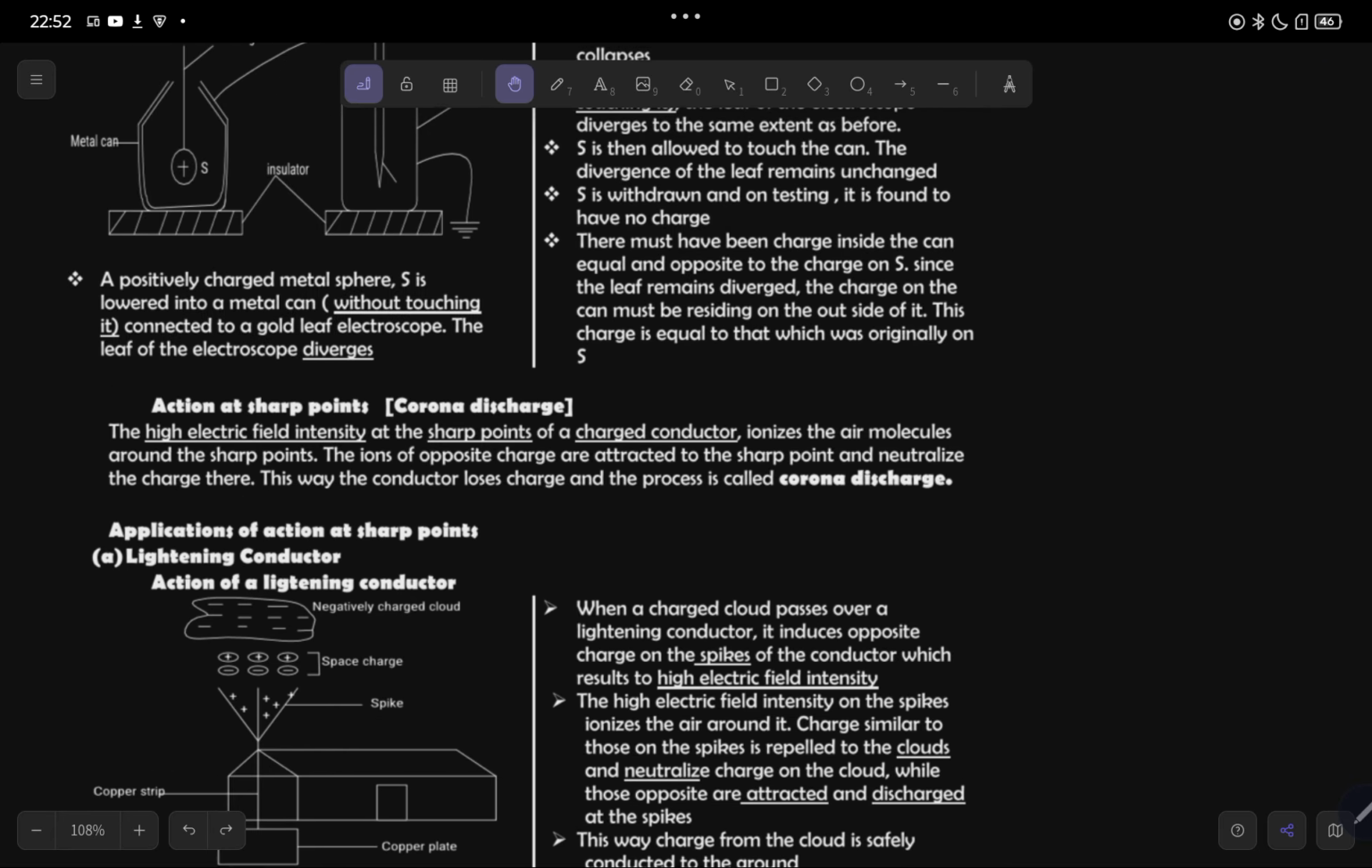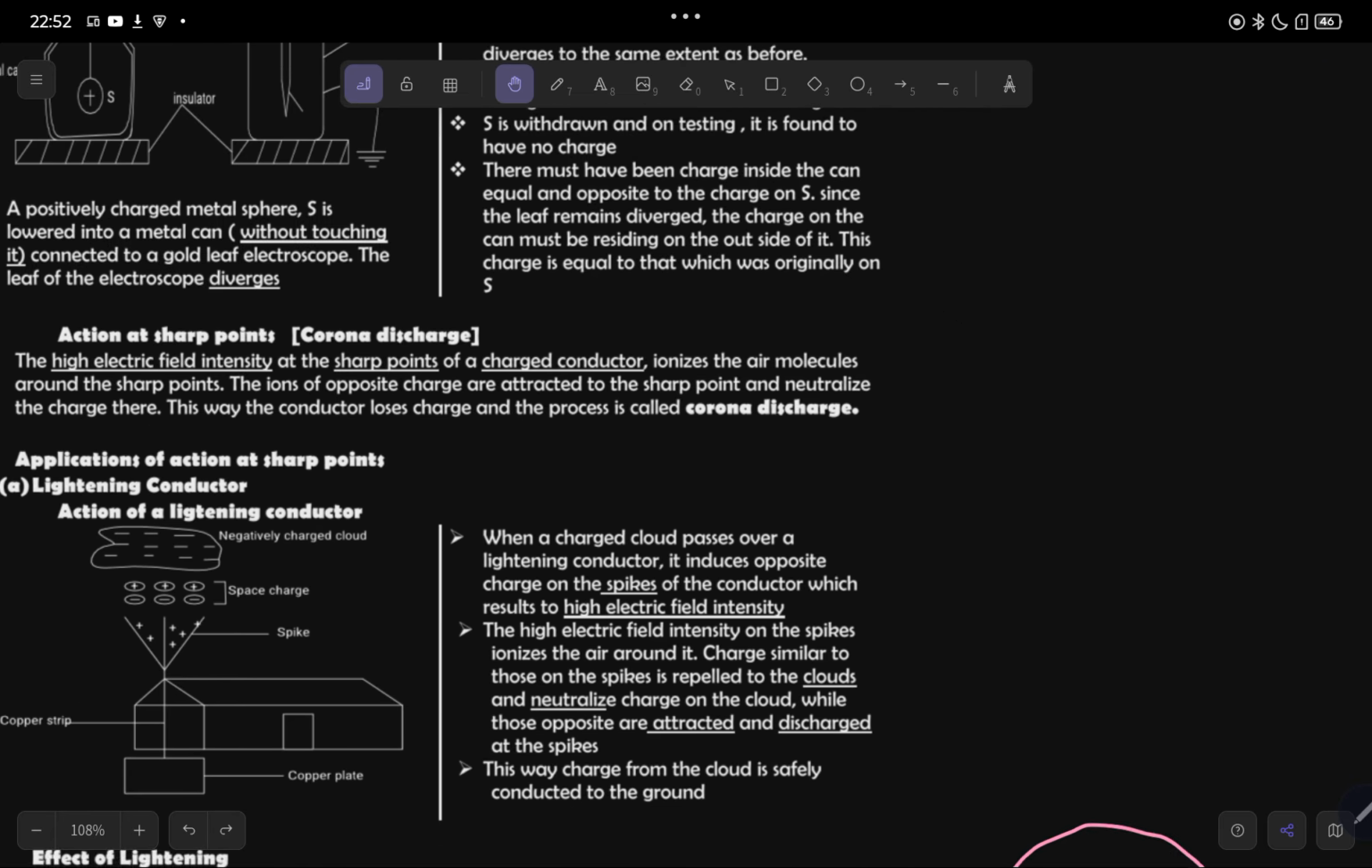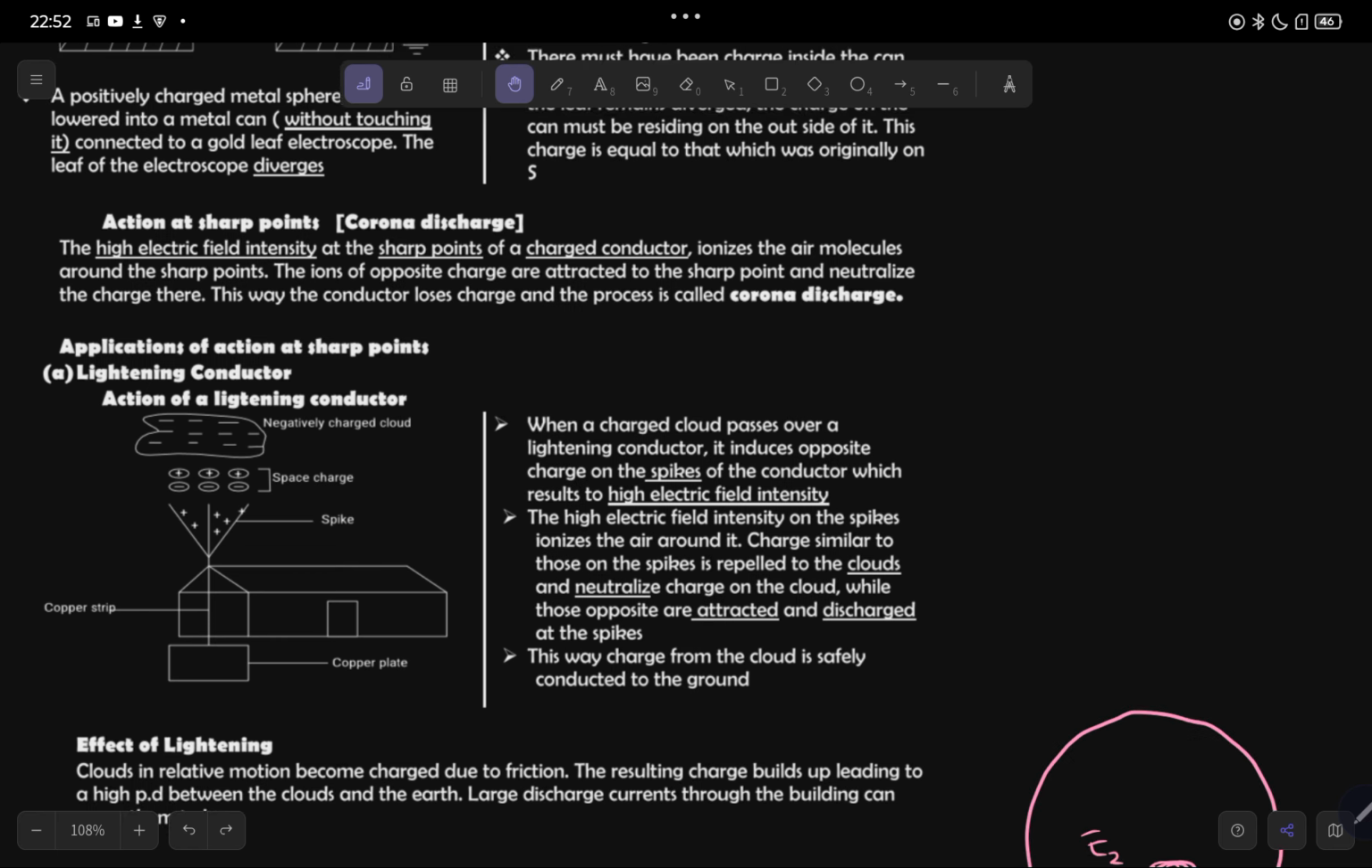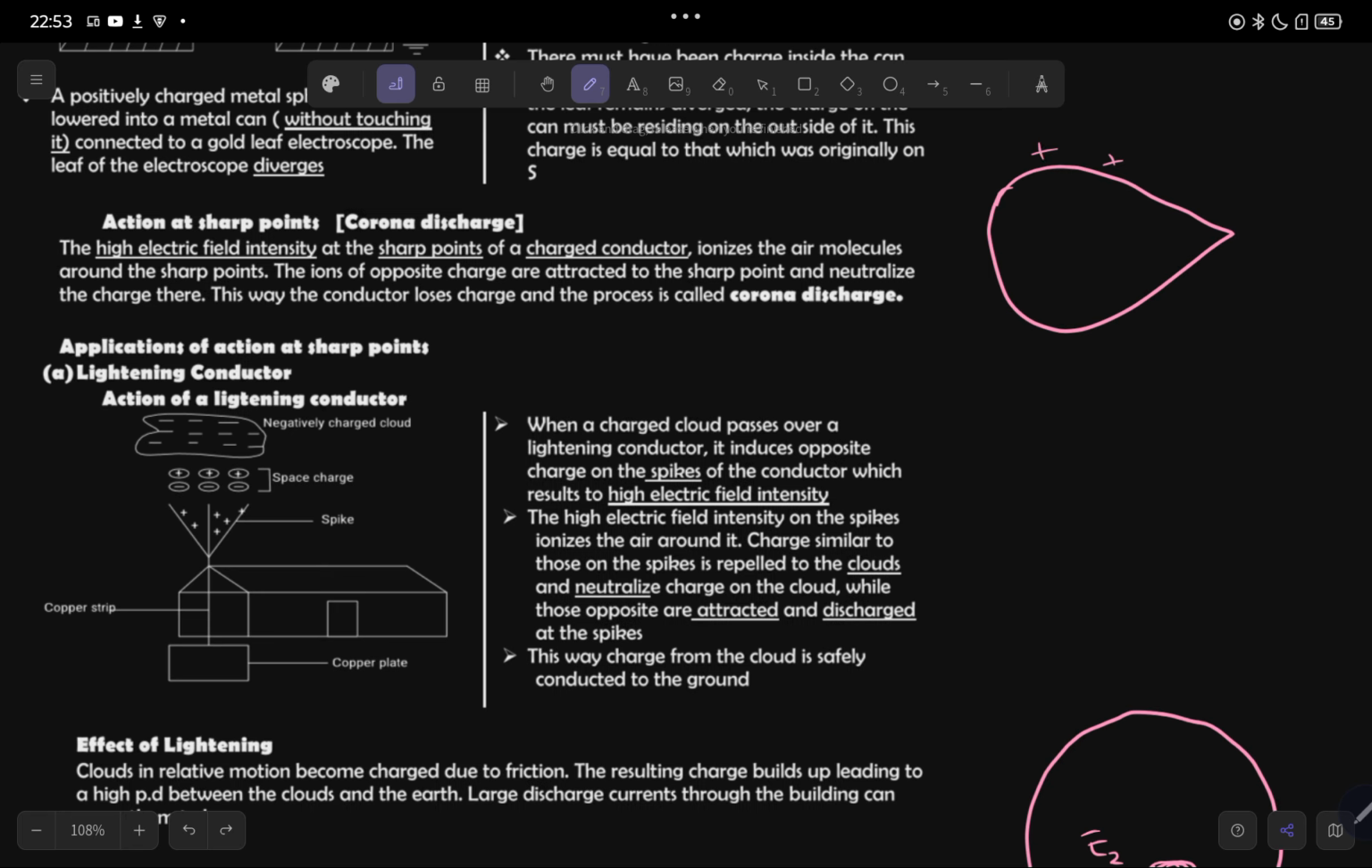Let us now talk about action at sharp points, or what we call corona discharge. You'll allow me to use a pear-shaped conductor for reference. Now, this pear-shaped conductor, we said, has a uniform distribution of charge on the less curved surfaces and a very high concentration of charge on the sharp ends of the conductor.